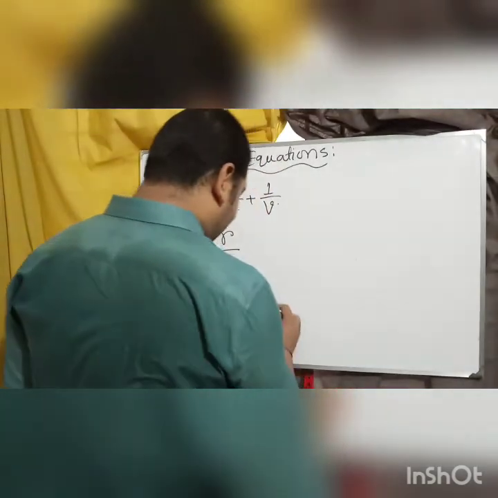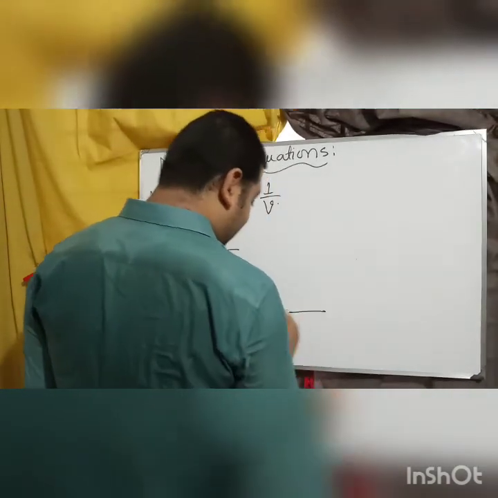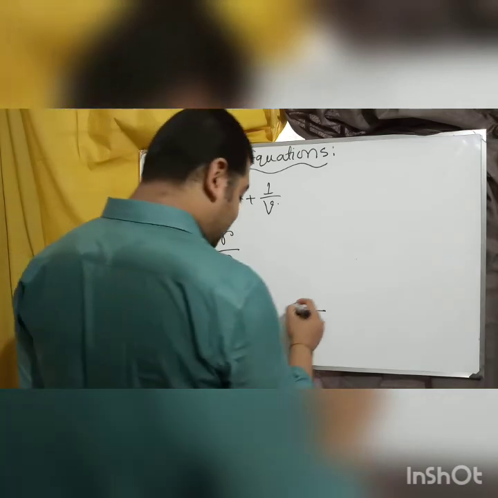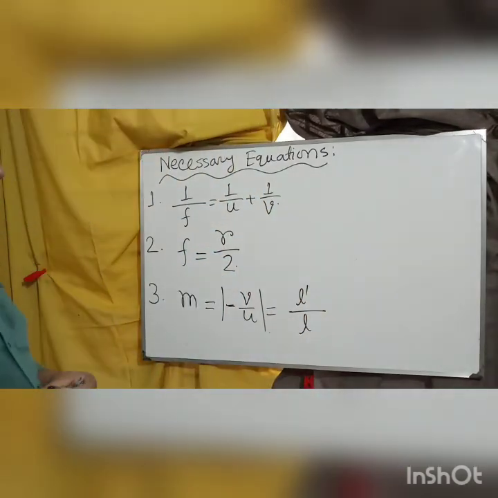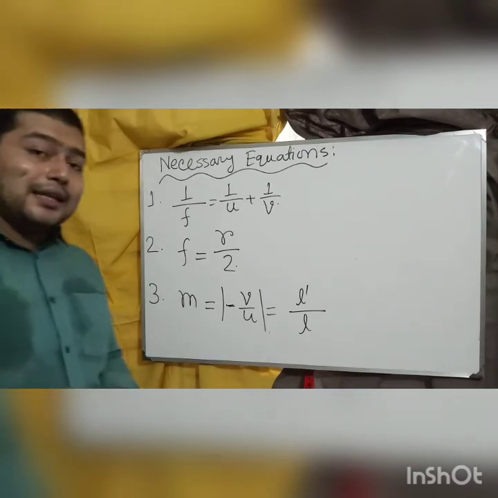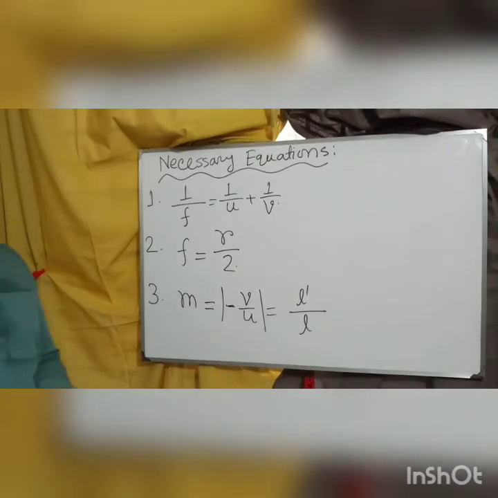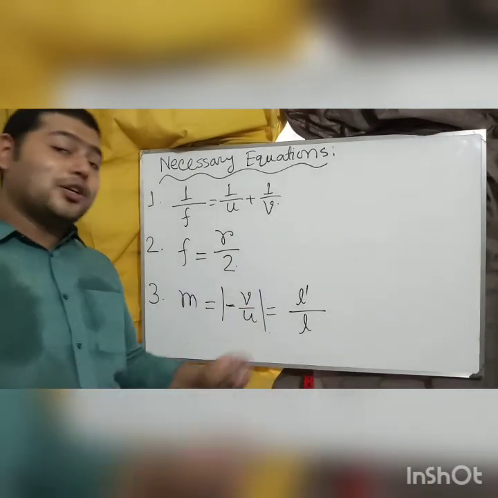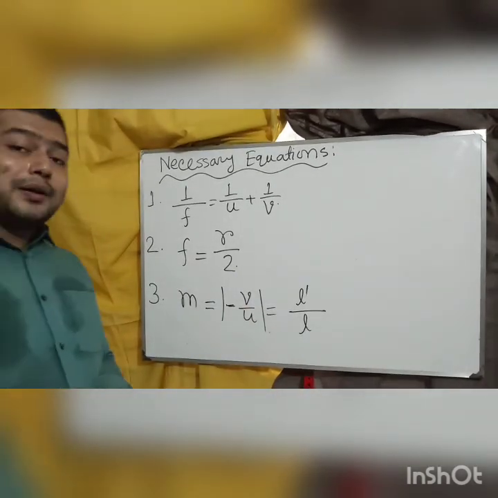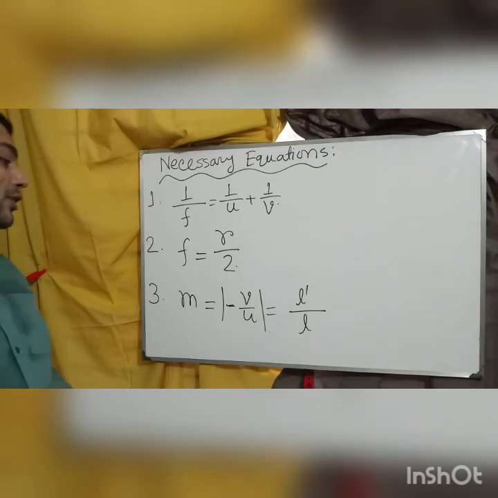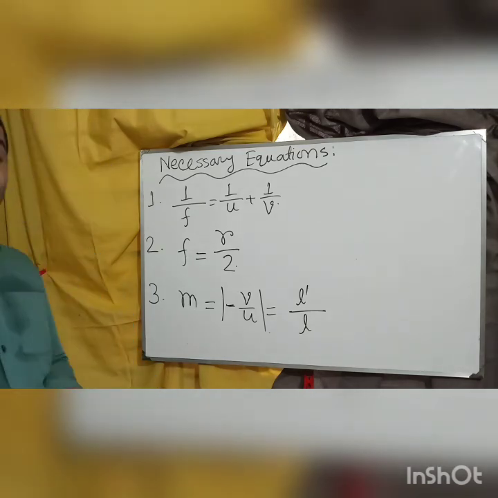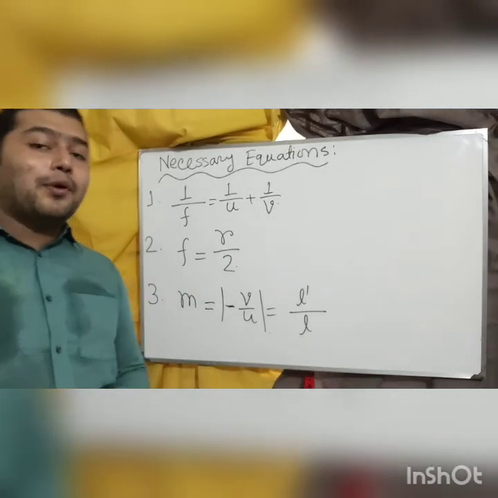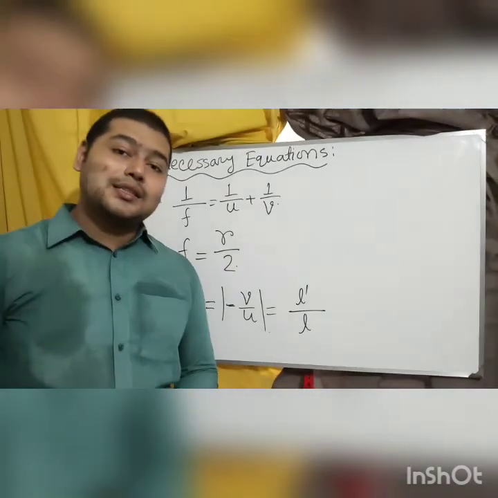We can also write magnification as L prime by L. Here L prime is the length of the image, and L is the length of the object. So the ratio of the length of the image and the length of the object is also called the magnification. So these are all the necessary equations for solving mathematical problems in this chapter.